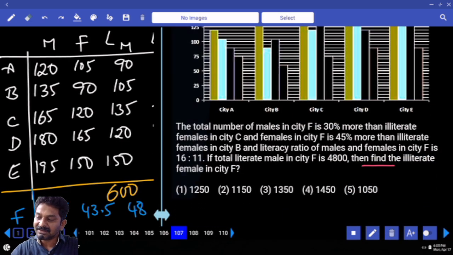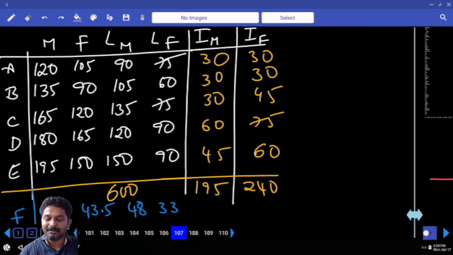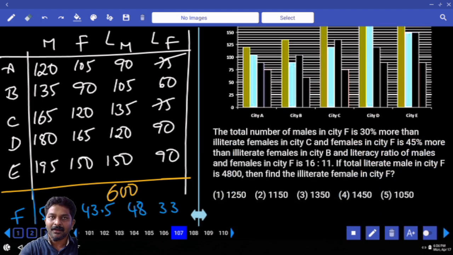Now the question is, find illiterate female in city F. Total how many female are there? 43.5. And how many literate female are there? 33. Difference? 10.5. All are in hundreds only. This value multiplied by 100. How much is that? 1050. Got it?